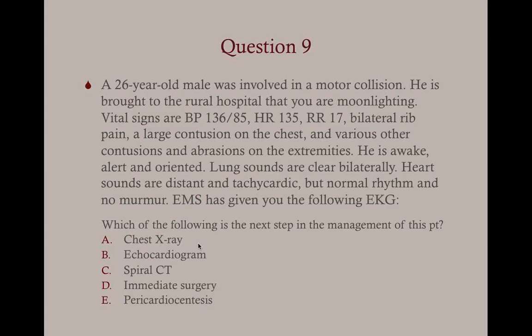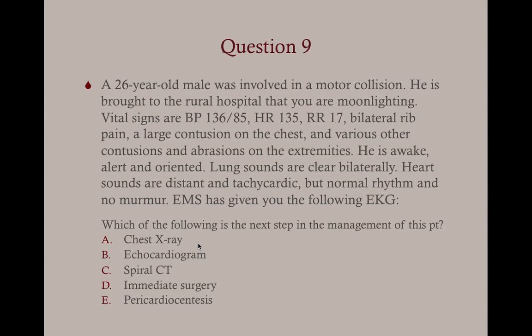Okay, 26-year-old male was involved in a motor collision. He is brought to the rural hospital that you are moonlighting. Vital signs are blood pressure 136/85, heart rate of 135, respirations of 17, bilateral rib pain, a large contusion in the chest, and various other contusions and abrasions on the extremities. He is awake, alert, and oriented. Lung sounds are clear bilaterally. Heart sounds are distant and tachycardic, but normal rhythm and no murmur.